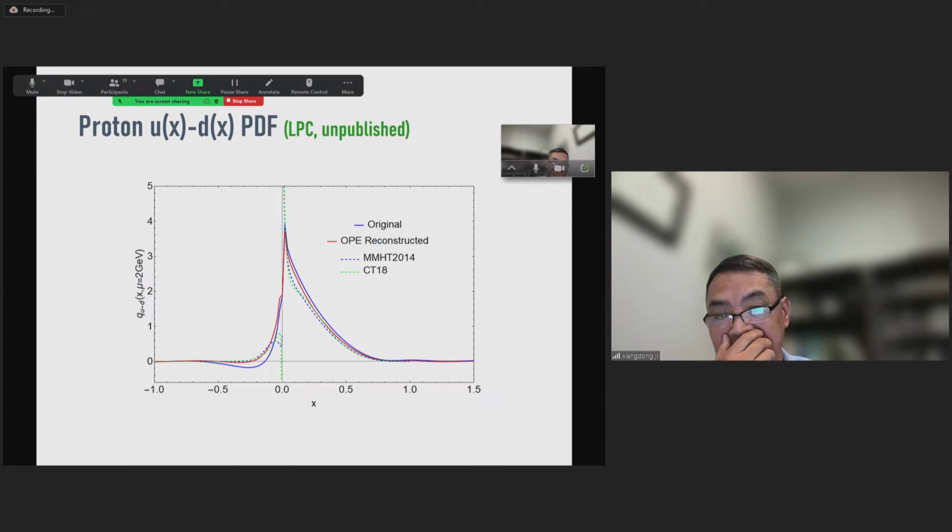So here I show you a calculation unpublished by LPC collaboration. The proton u minus d. The dashed curves are fits from high energy experimental data. The red curve here is actually kind of semi-final results. Still, some work needs to be done to give the error bar, etc. But the error bar is not huge. But you can see that the x dependence is completely predicted by lattice calculations and matching.